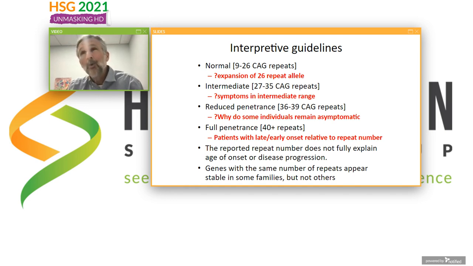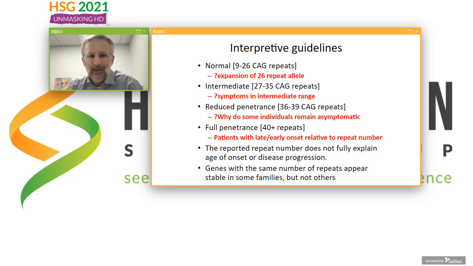In the intermediate range, I sort of hinted earlier that there are some people in this intermediate range who really, really look like they have symptoms of Huntington's. And I think a lot of clinicians and scientists now believe that there are a very small number of people who have numbers in this range who actually do show symptoms of Huntington's. So again, these cutoffs aren't as black and white. When we get up to the reduced penetrance range, we ask that very fundamental question: why is it that some people in this range with 37 repeats show symptoms, and then other people don't? We don't yet understand that.